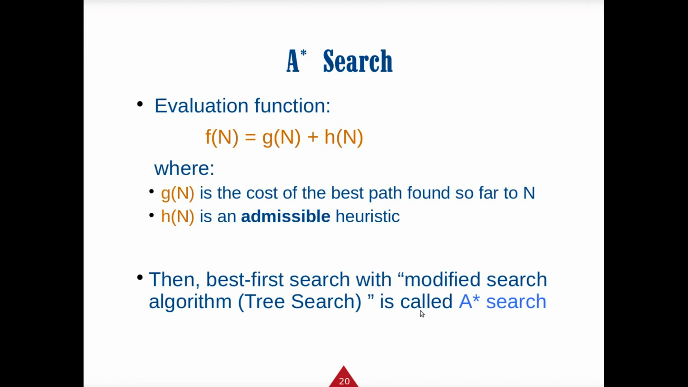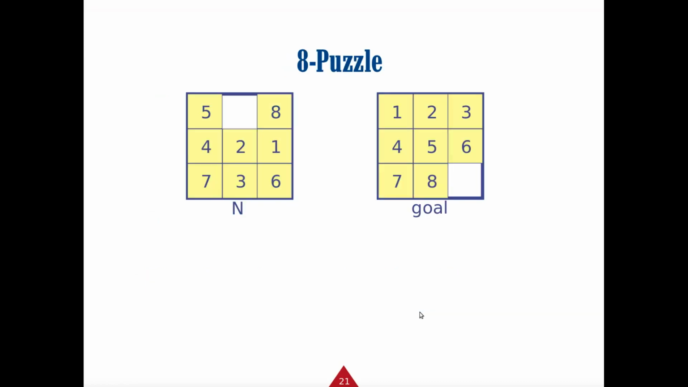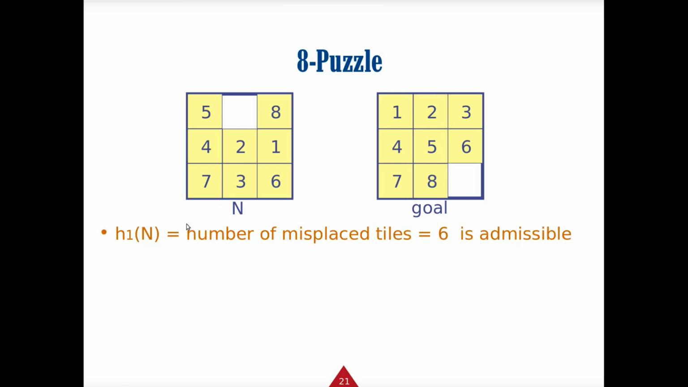It's basically using the h star kind of heuristic search. So in this case, h1, the number of misplaced tiles, which is 6, is admissible. So basically we're saying the number of misplaced tiles we have is 6, which is our best case. This is the case we're at right now.